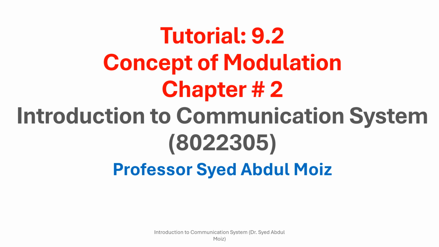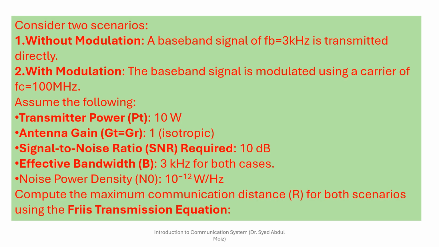Bismillahir Rahmanir Rahim. In tutorial 9.2 related to the concept of modulation, we will solve a question which involves using the Friis transmission equation to calculate the maximum communication distance of two scenarios, without the modulation and with the modulation of the baseband signal. Here is the detailed breakdown of the question, components and approaches discussed in the given slides.